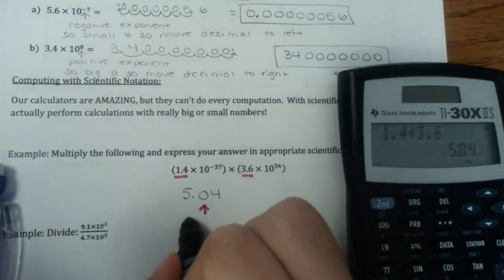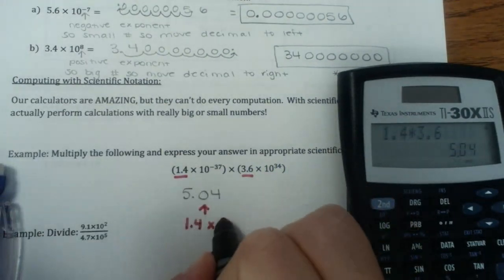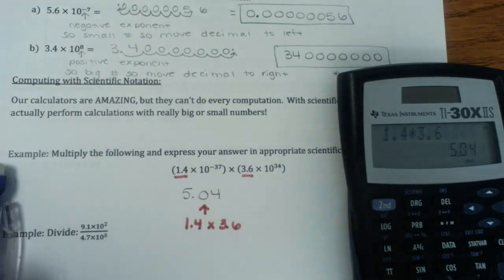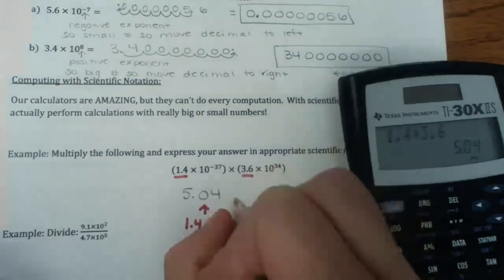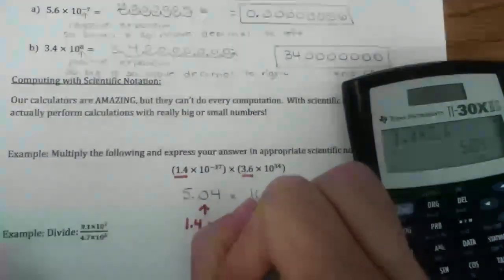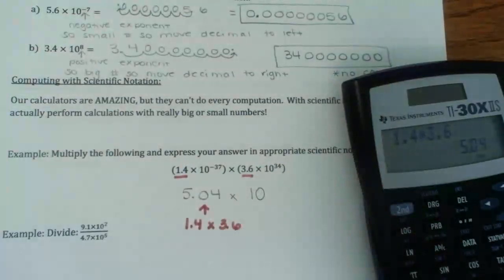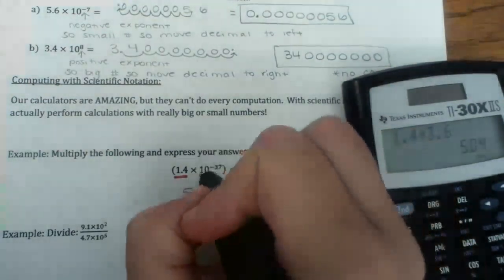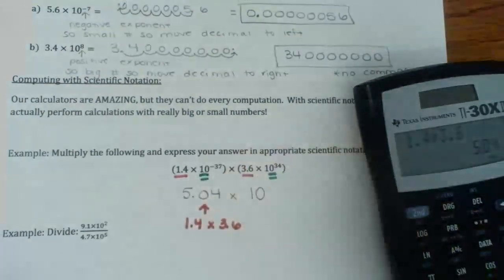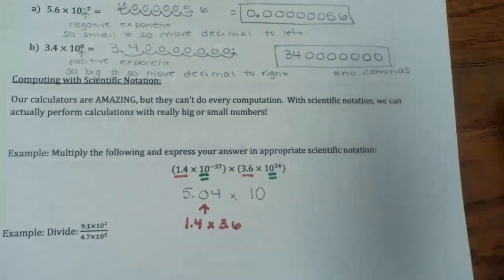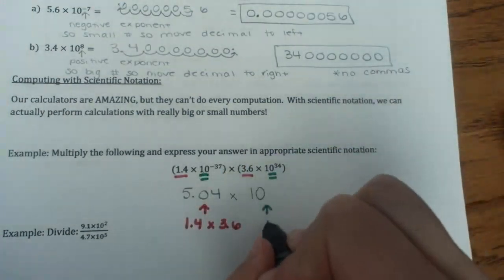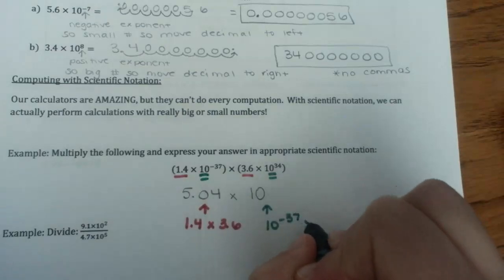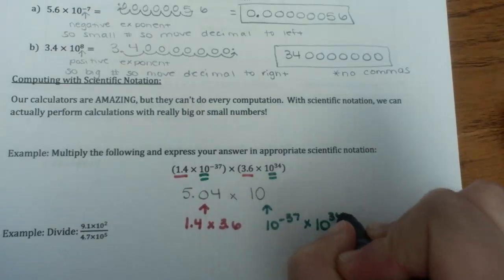Remember I got that, but we did 1.4 times 3.6. And then times 10, because that's our template. And we're going to combine like terms. Great, I just got that number all over me. We have 10 to the negative 37 times 10 to the 34th.